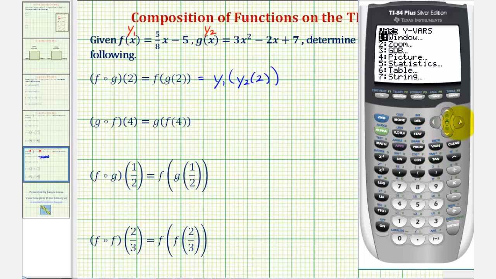So we're going to press vars, right arrow, enter. Notice how y sub 1 is already highlighted, so we'll press enter. Open parenthesis. Now we want to select y sub 2, so we'll press vars, right arrow, enter, go down to number 2, press enter, another open parenthesis, the input of 2, and now we have two closed parentheses. And now we can just press enter. This would be the composite function value, but to convert this to a fraction, we press math, enter, enter. So this composite function value is equal to 35/8.